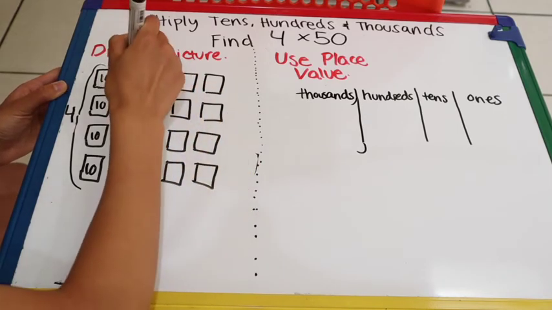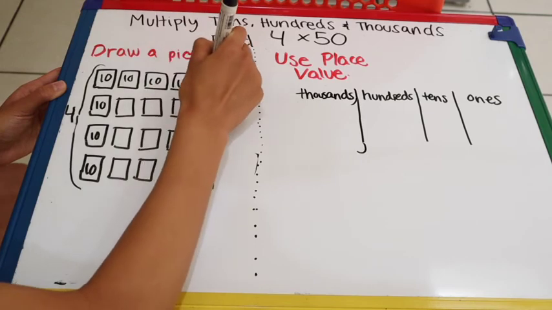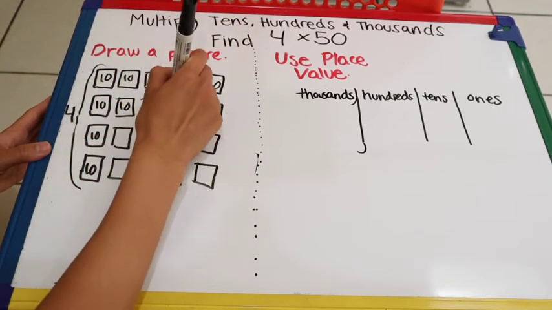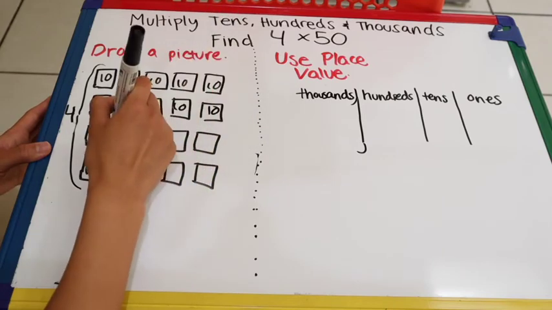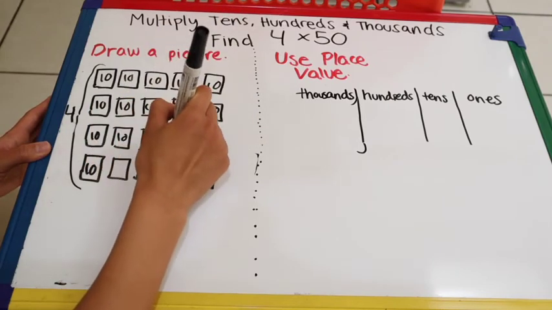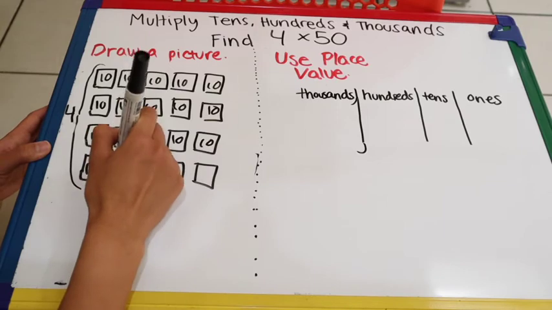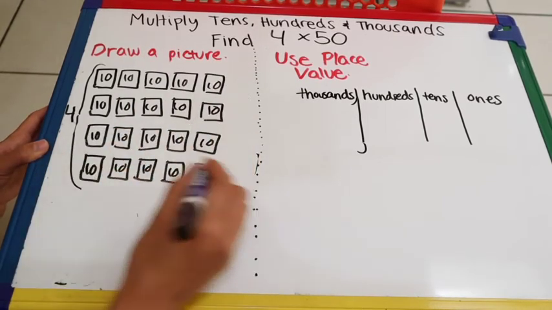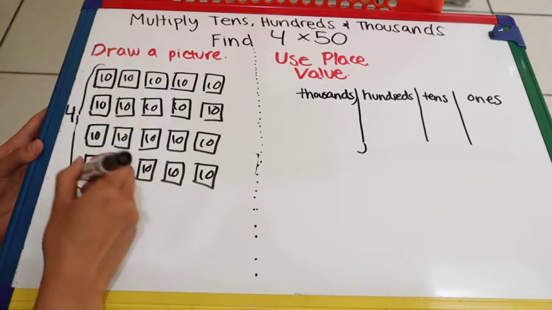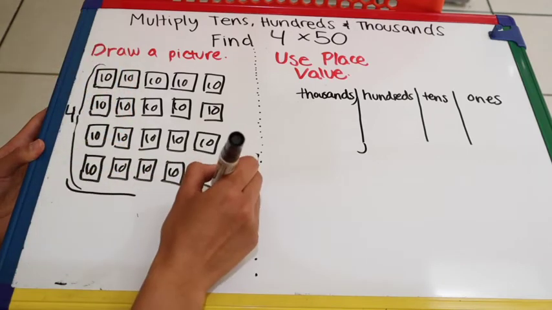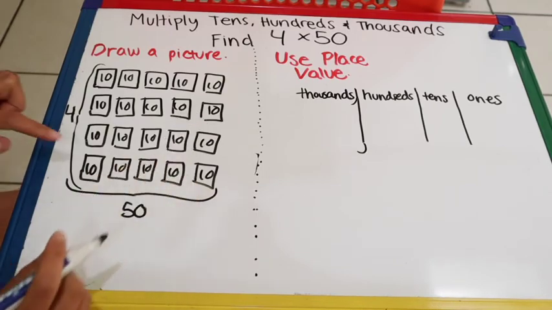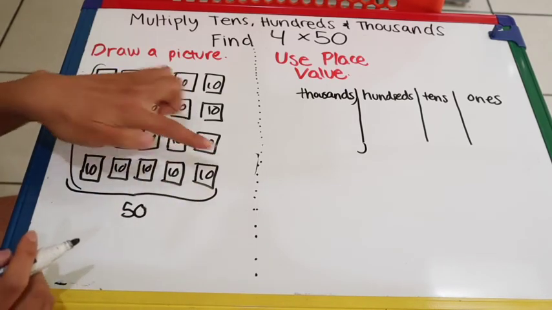Alrighty, and all of these are 10, 10, 10, 10. All of these are 10, okay? And then after I am done writing 10 inside of all of these boxes, I want to properly label this row because we have 4 times 50, because 10 plus 10 plus 10 plus 10 plus 10 is 50.